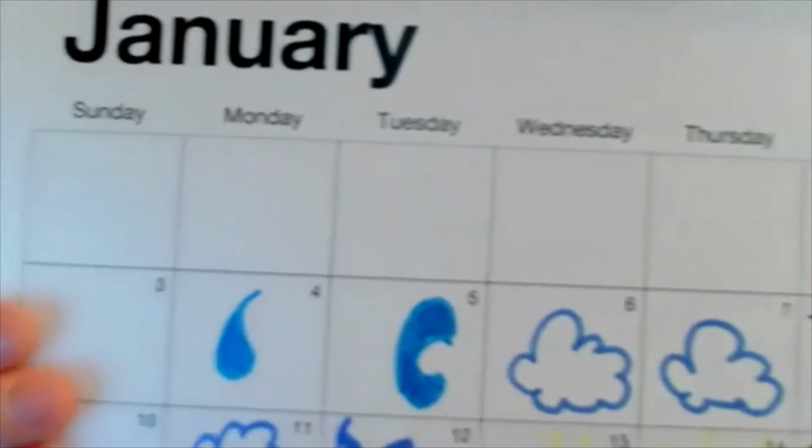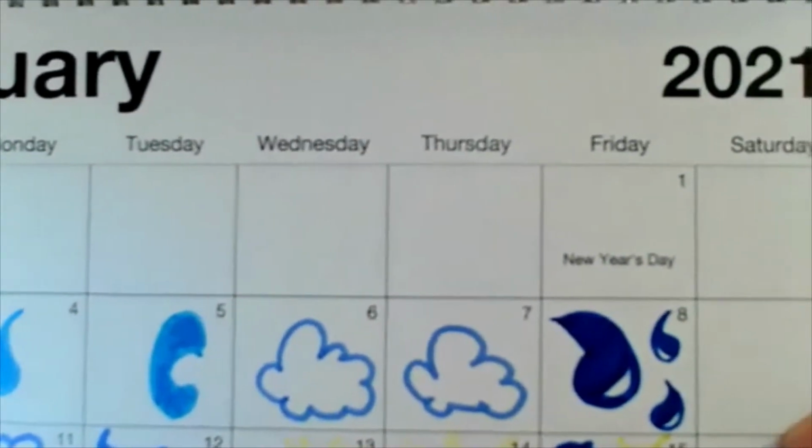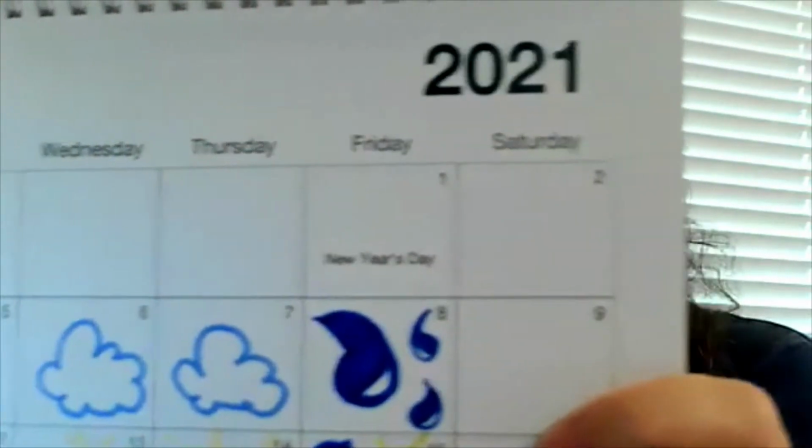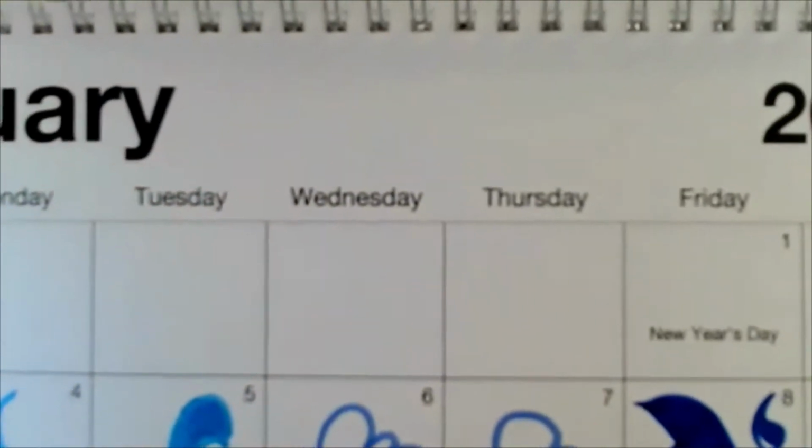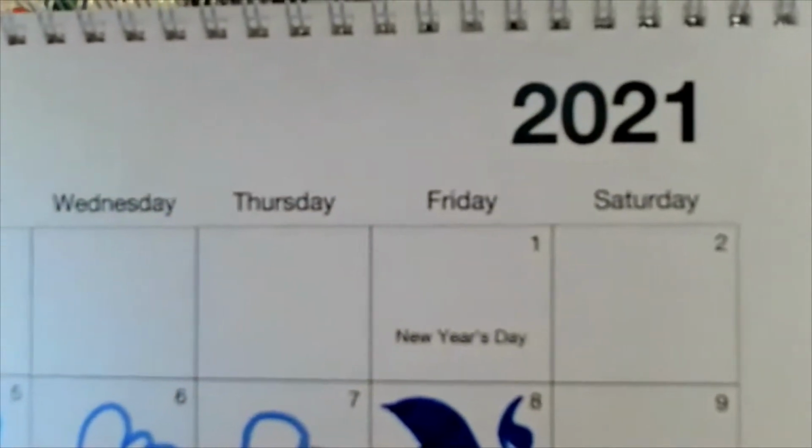Sunday, Monday, Tuesday, Wednesday, Thursday, Friday, Saturday. There are 7 days in a week.